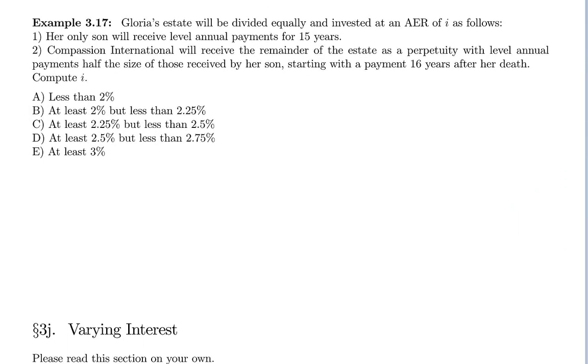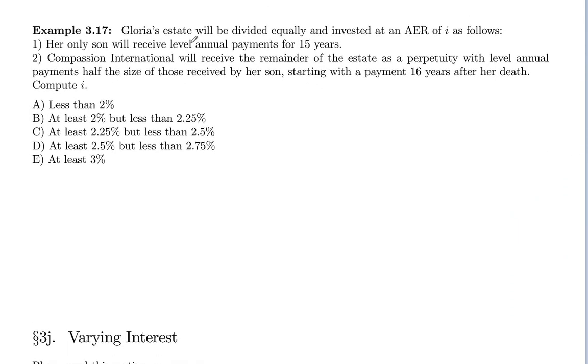Here in example 317, Gloria has an estate that's going to be divided equally and invested at an annual effective rate of i as follows. Her only son receives level annual payments for 15 years. So level annual payments, 15 years.